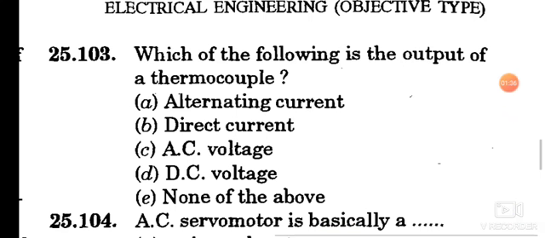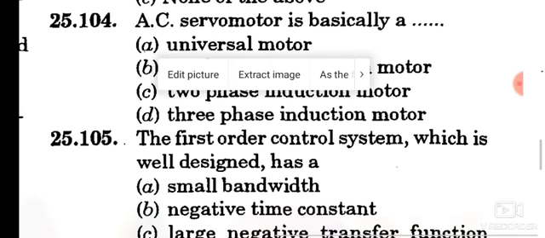Next question number 103. Which of the following is the output of a thermocouple? So option D, DC voltage. Once again, which of the following is the output of a thermocouple? Option D, DC voltage.